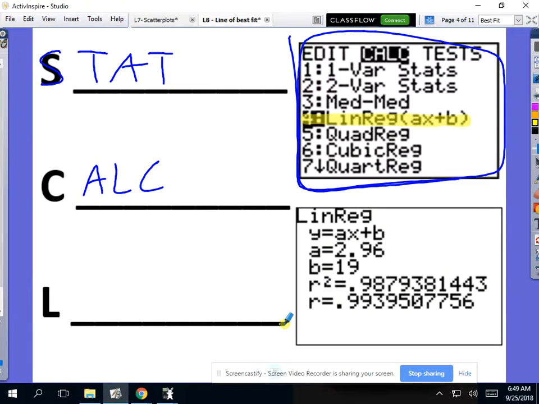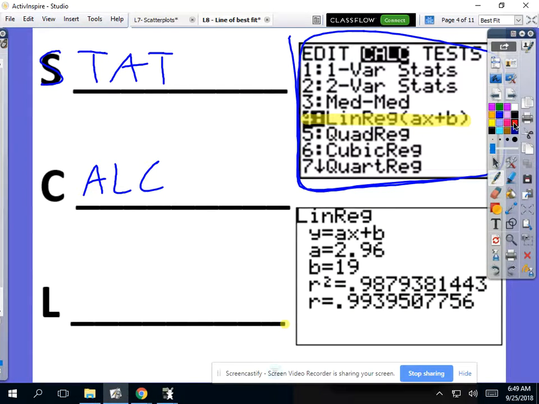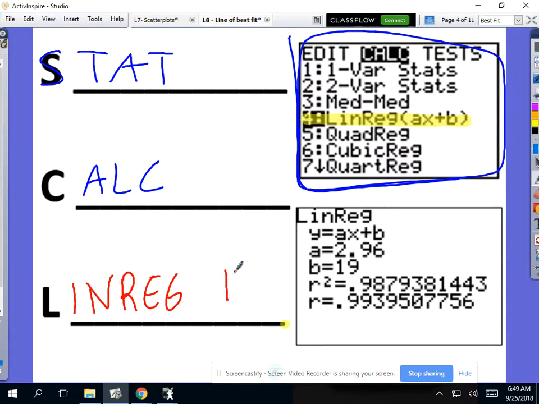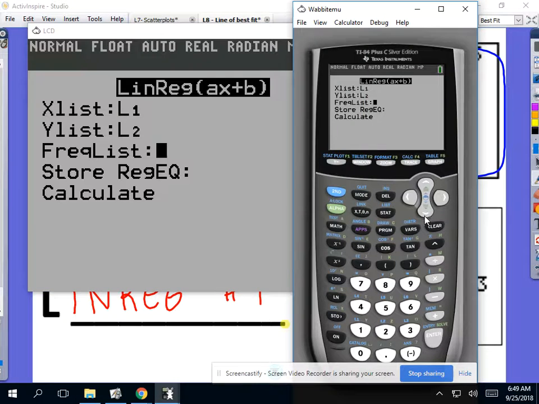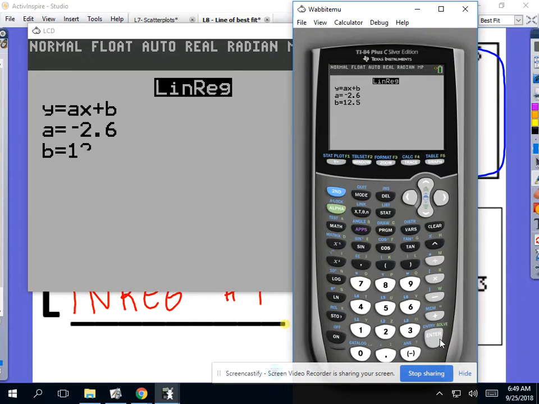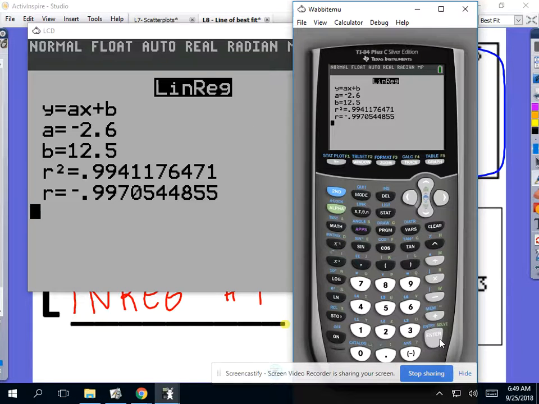So that's what's going on this line right here. The L stands for LinReg. I would put a number 4 next to it just as a reminder. Once you've got that on your screen, all you have to do now is go down to the word that says calculate and hit enter. And here's our line of regression. It is going to end up being y equals negative 2.6x plus 12.5. So this gives us the best equation of the line to fit our data.